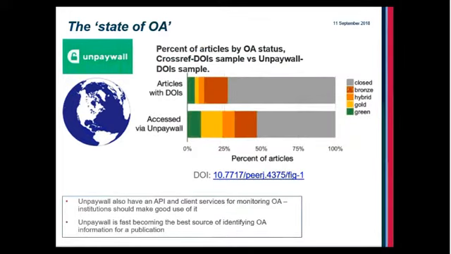So Unpaywall also have an API and client services for monitoring OA. Institutions really should make good use of it. It's very, very fast, and I think you can make something like 10,000 requests a day. So lots of data that could be coming your way. Unpaywall is fast becoming the best source of identifying OA information for a publication. It's very easy to use and the data is very robust. Their API is free to use and it operates on exactly the same principles as those that we've just discussed.